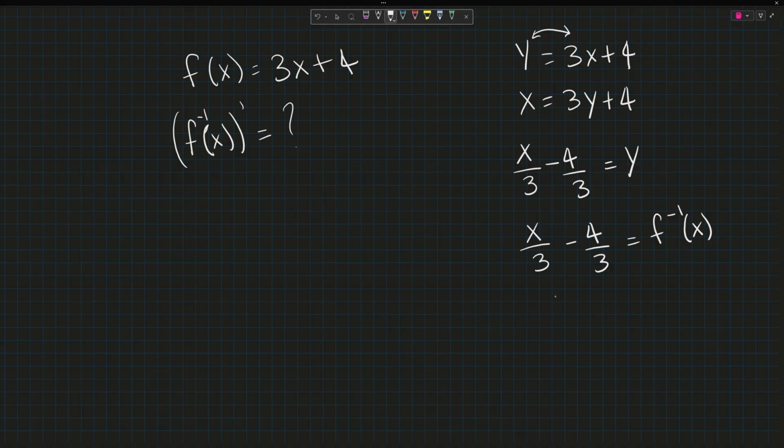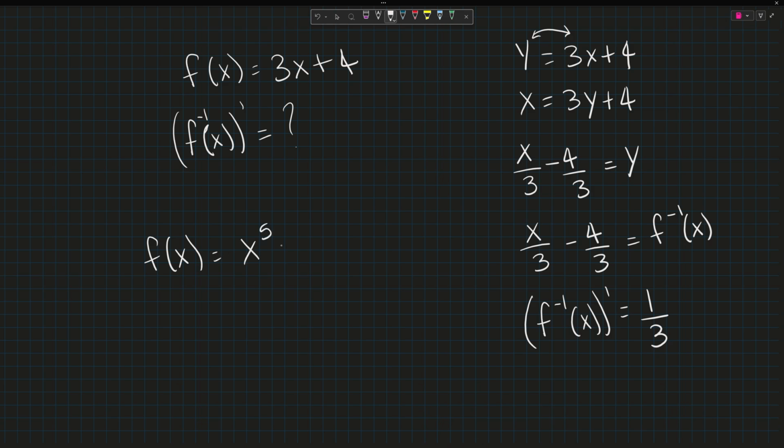Now, to take the derivative, I simply take the derivative of this expression over here. So, the derivative of the inverse of this function is basically 1/3. Easy, isn't it? But what if I give you something like this?